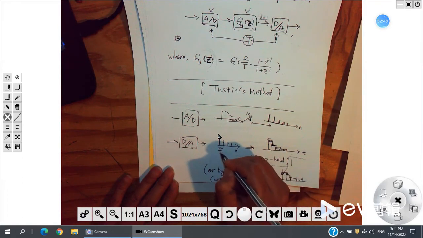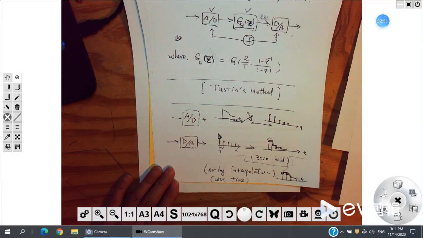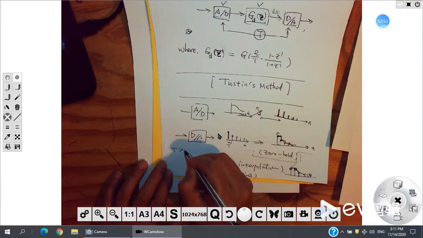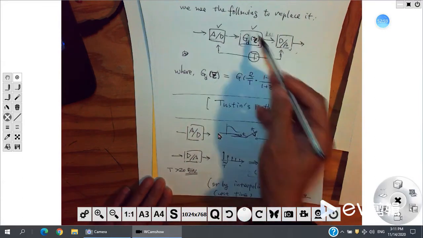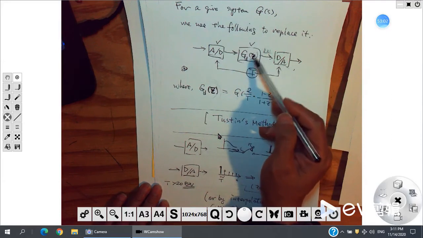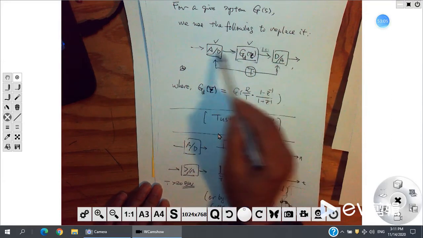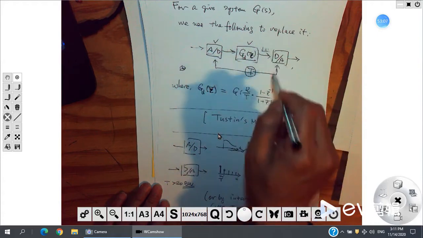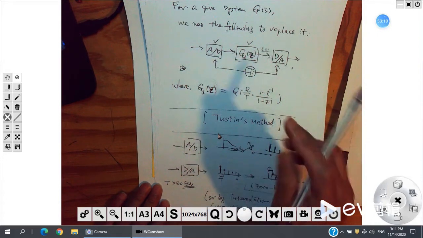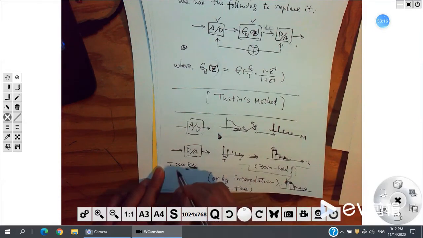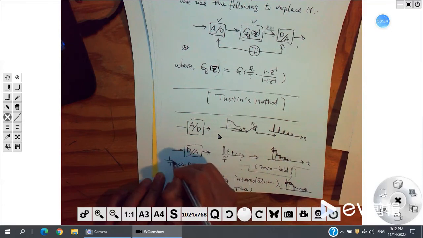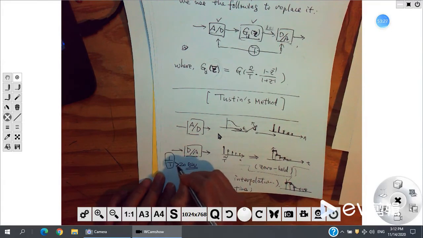Every T you pick a sample. Usually the sample rate is larger than 20 times the bandwidth. When you consider an analog system and you need some signal to go across it, all these signals have a limit of the frequency band. Then for that bandwidth, you choose the sample rate 1 over T larger than 20 times the bandwidth.